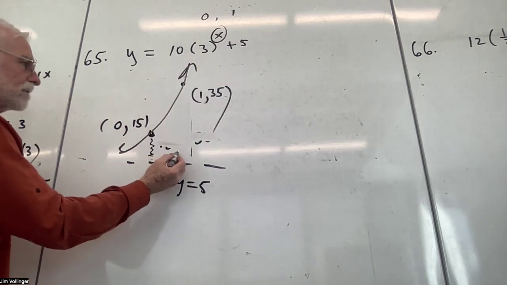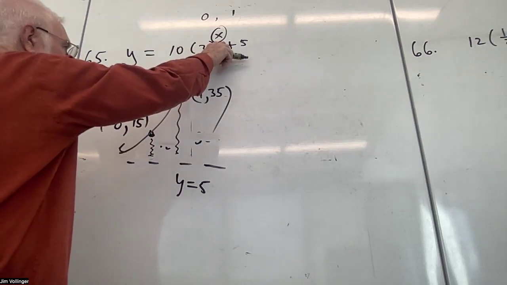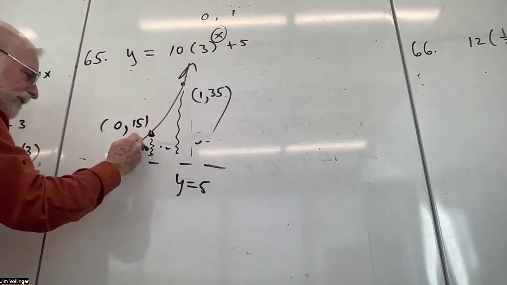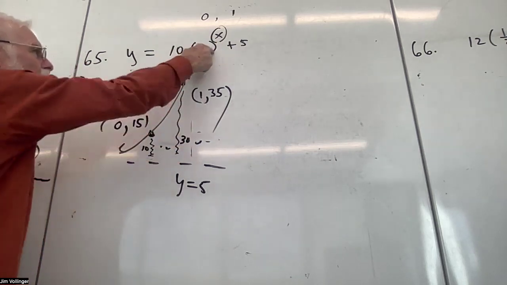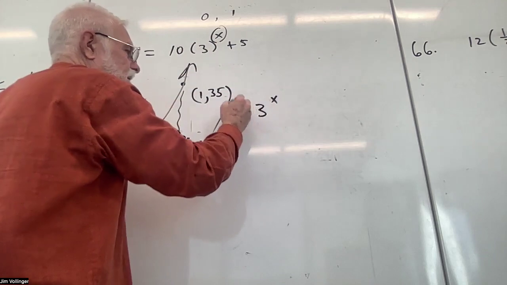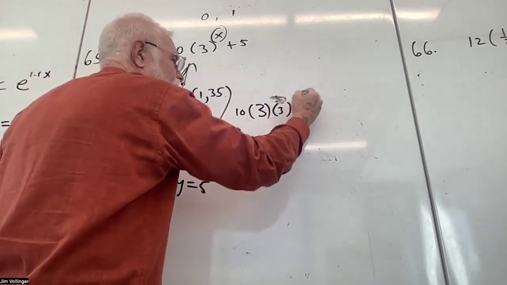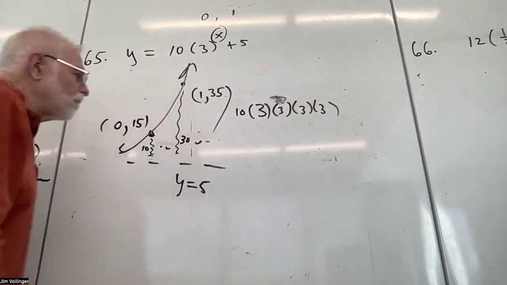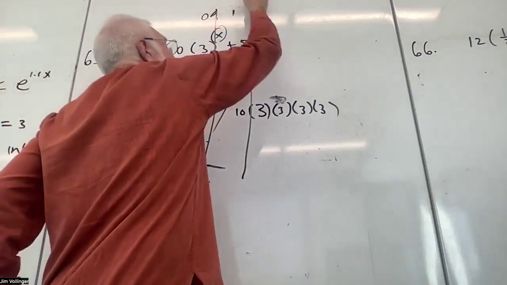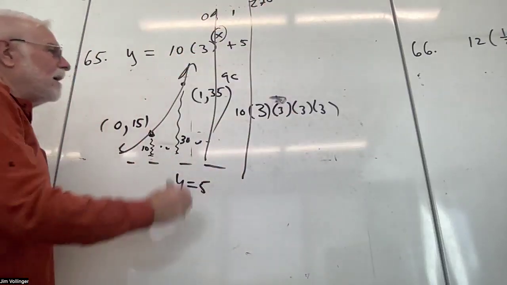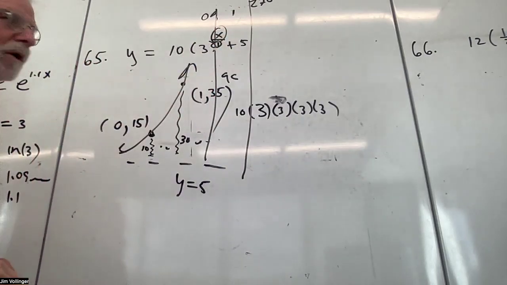There's your differentials. Let's see what happens when I put in a 0. 3 to the 0 is 1. That's my first jump, 10. 3 to the 1 is 3. 3 times 10 is 30. And remember what 3 to the x is. 3 to the x is taking the number 10 and tripling it. So I hope you understand 10, 30, 90, 270, and so on and so forth, every time I change by 1.